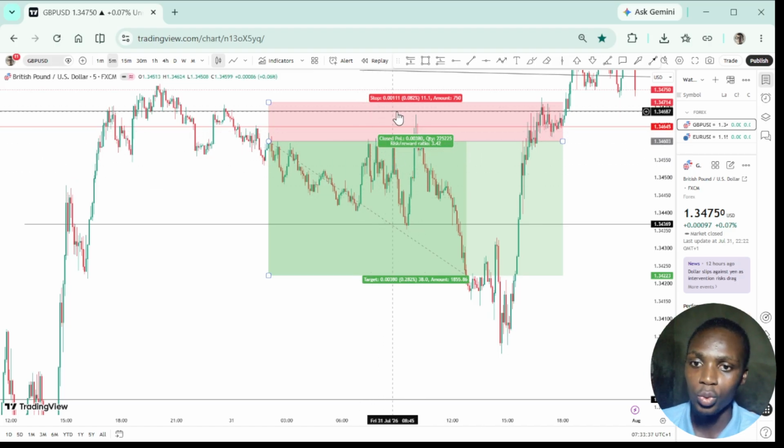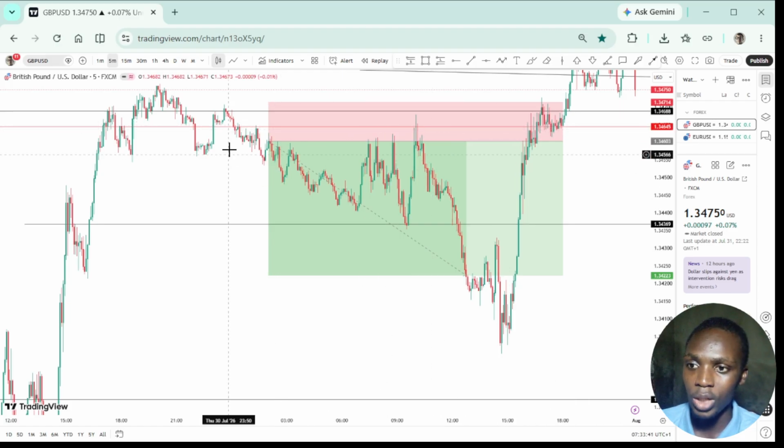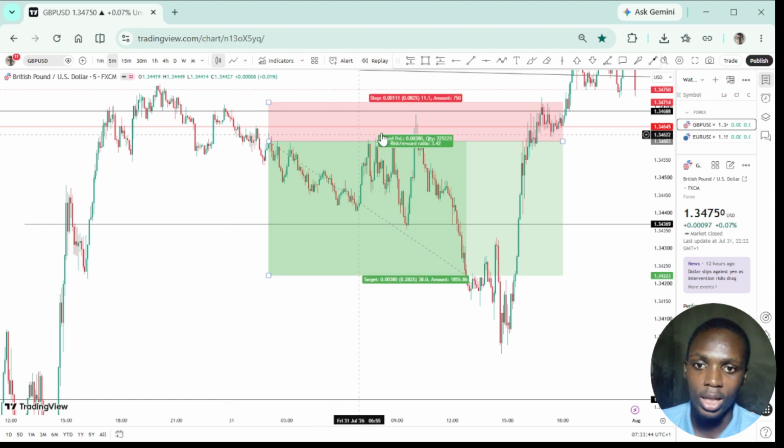Although I tightened my stop loss well, you can see this red line, this is the way I was tightening my stop loss. So this is the zone I'm waiting for it to break. So that is all that we have on the chart.